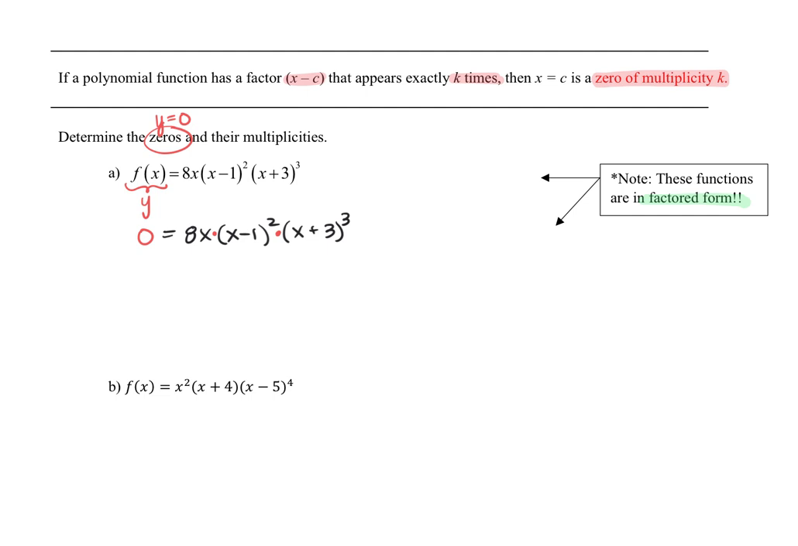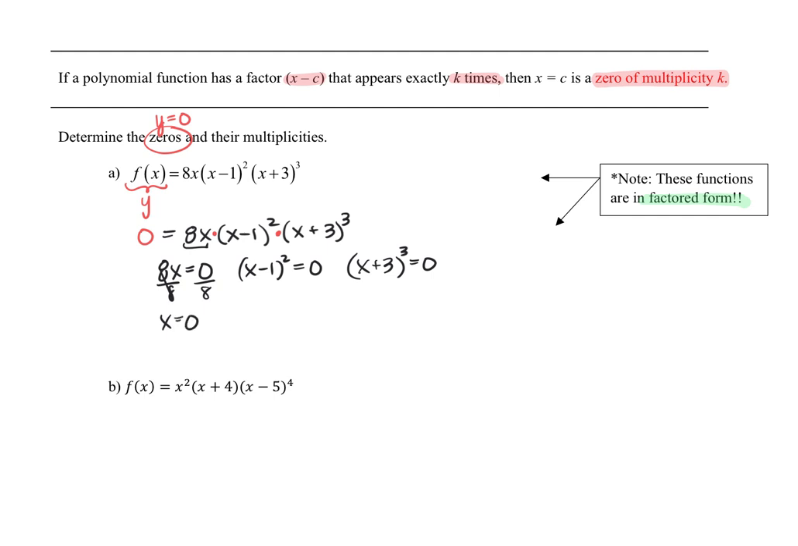So when we go to try to solve this equation, we're setting each factor equal to 0. That's called using the zero product property. So 8x is our first factor. We'll set that equal to 0. Our next factor is x minus 1 squared. We'll set that equal to 0. And then x plus 3, the quantity cubed, we set that equal to 0 as well. So we can divide by 8, and 0 divided by 8 is just 0.